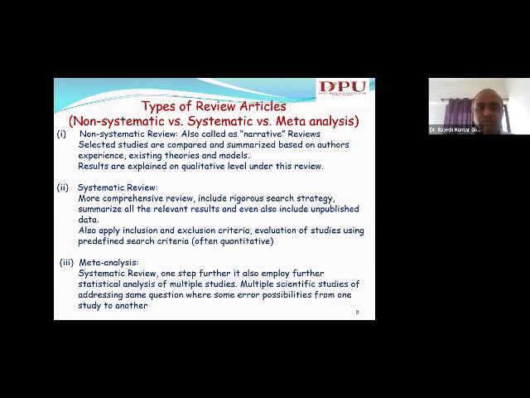A systematic review is a more comprehensive review. It includes a rigorous search strategy, summarizes all the relevant results, and even includes unpublished data. It also applies inclusion and exclusion criteria, with evaluation of studies using predefined search criteria. Often it is quantitative. And third, a type of systematic review is also the meta-analysis. That is one step further, employing statistical analysis of multiple scientific studies addressing the same question, where some error possibilities exist from one study to another.